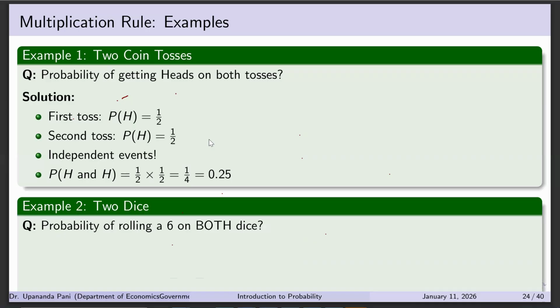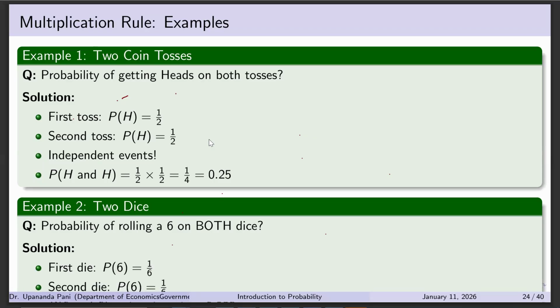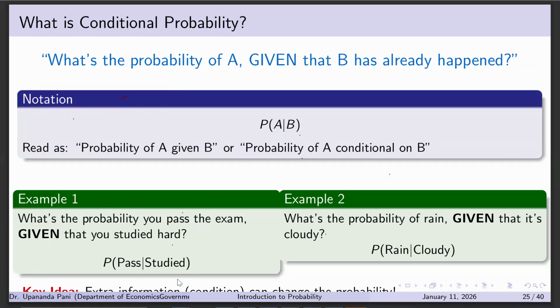Now next question: probability of rolling a 6 on both dice. Okay, Chinmay, time starts now. What is the probability of rolling a 6 on both dice? Quick, we want to finish. Madhuswita? Sir, 1/36. Okay, very good. It is 1/36. Excellent. Now next question.